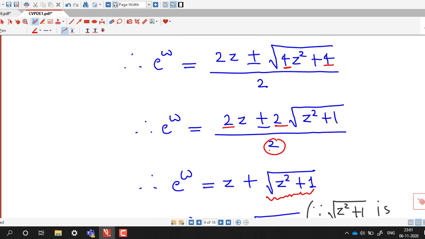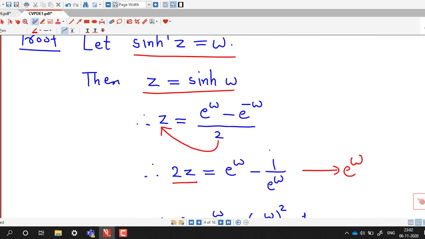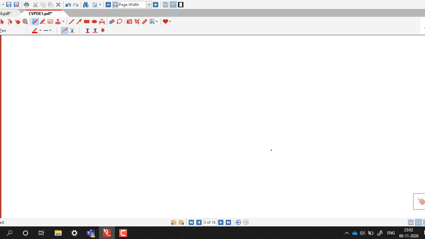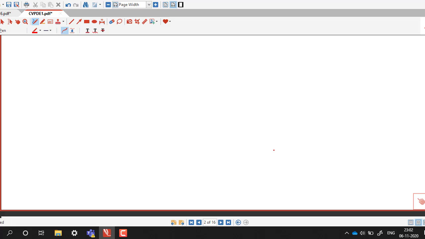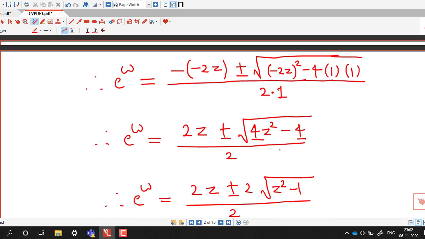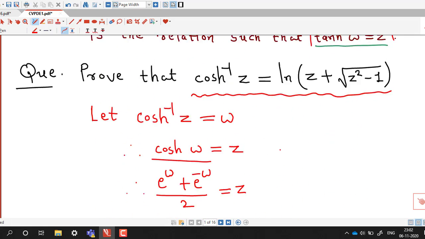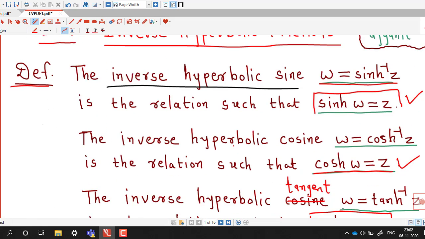So we stop here. In this lecture we have defined inverse hyperbolic functions of complex variables, and we have derived 3 formulas in terms of logarithmic functions.